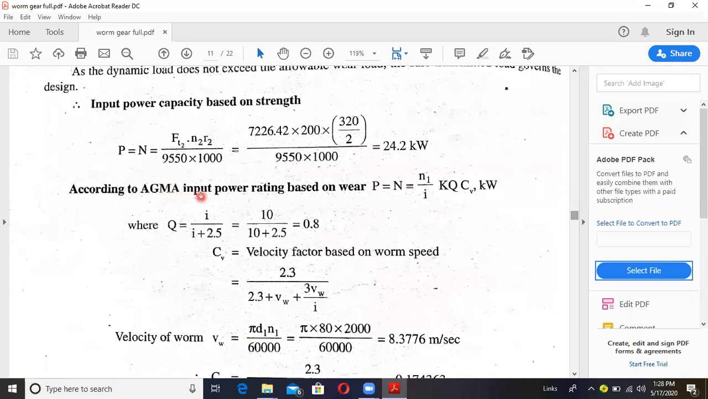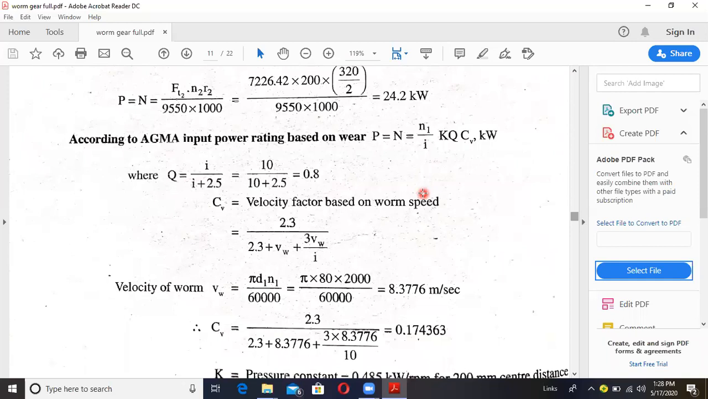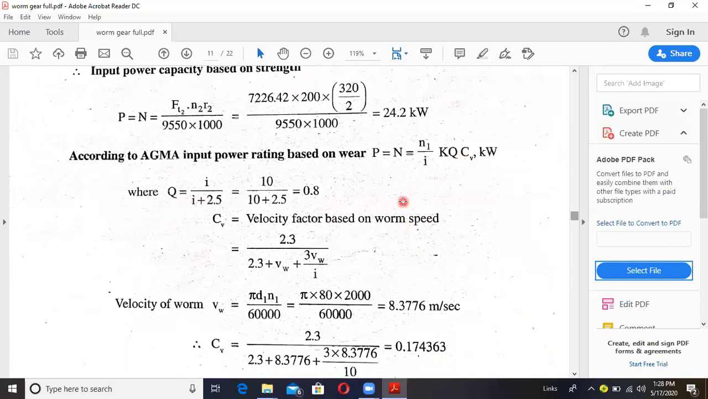Next, another formula to calculate power, according to the AGMA, input power rating based on wear. I already told that AGMA is nothing but American Gear Manufacturing Association. They have given one formula based upon the wear: power is equal to N1 by I, K into Q into CV. Here CV is unknown, so we should not substitute it yet. First we have to calculate Q. Q is equal to I divided by I plus 2.5.